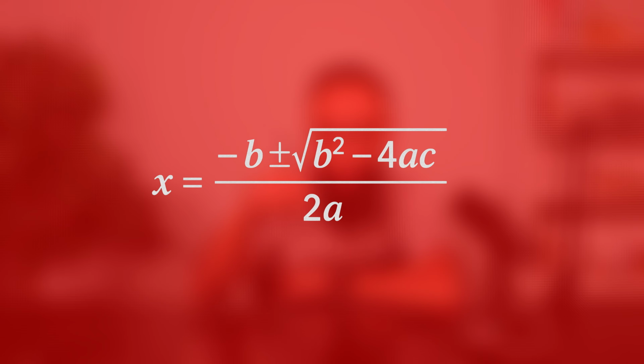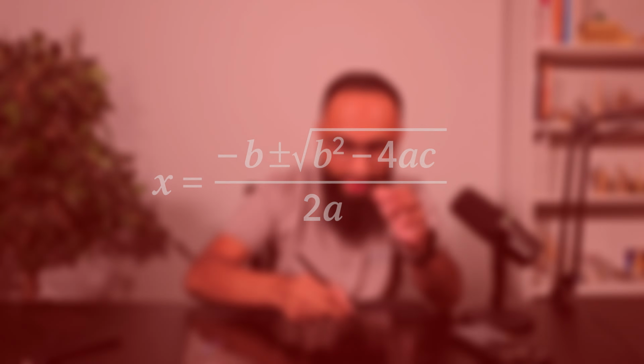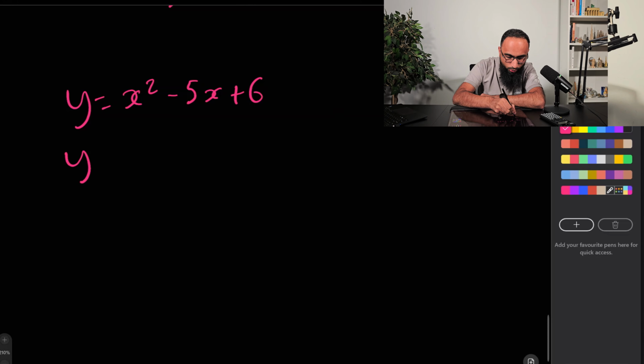So the first one is factorization, which I hope all of you are experts on by now. The second one is the quadratic formula, which I can flash up on the screen. I can write it out, but it's minus b plus or minus square root of b squared minus 4ac, and then all of that divided by 2a, and it's really important that it's in the form y equals ax squared plus bx plus c.